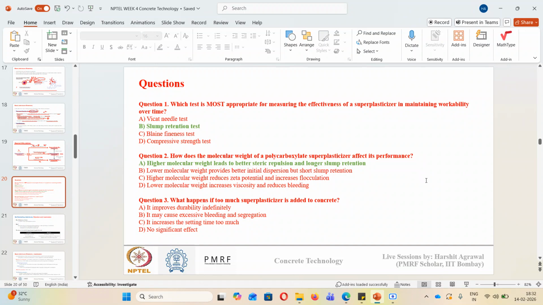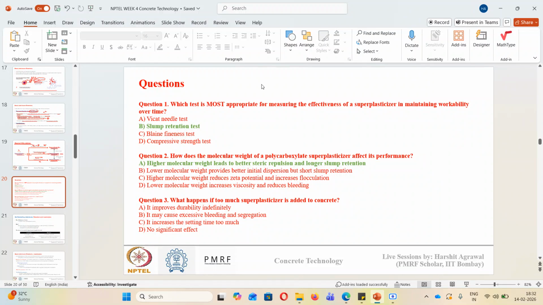As we said in the definition of these plasticizers, over time their effectiveness reduces. And eventually the hydrated cement particles will flocculate again. But if the steric repulsion effect is stronger initially, then it will take more time to reduce the effectiveness, and thus it will be able to maintain slump for a longer time.